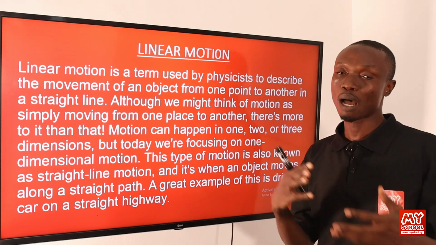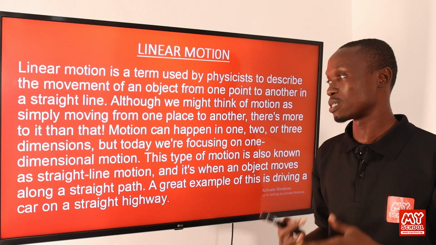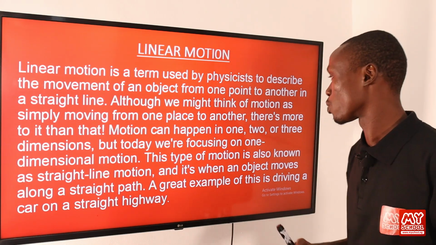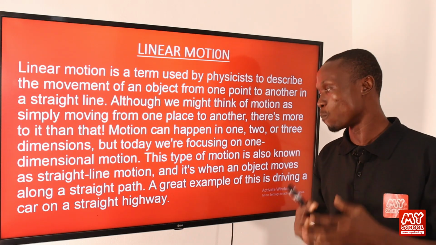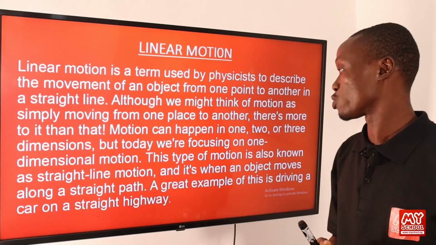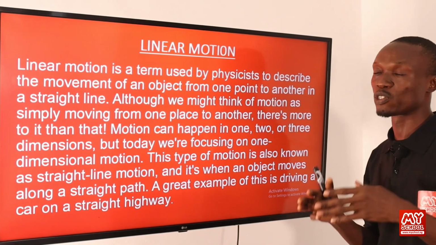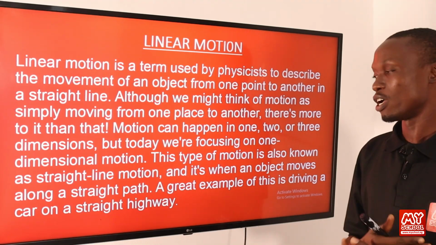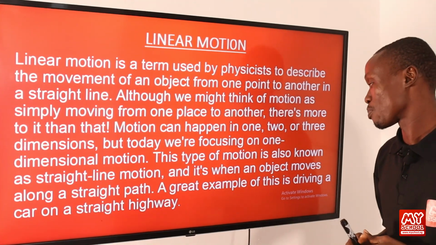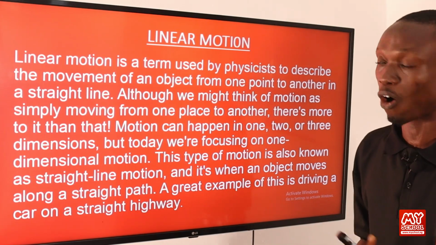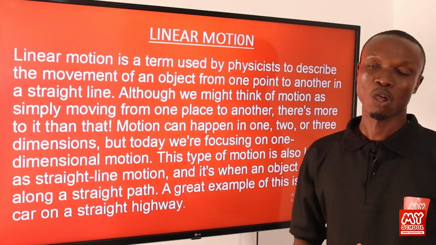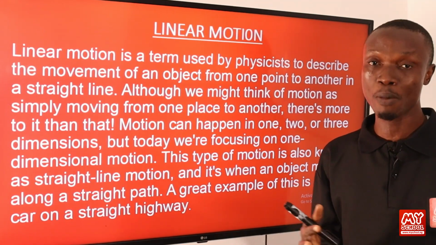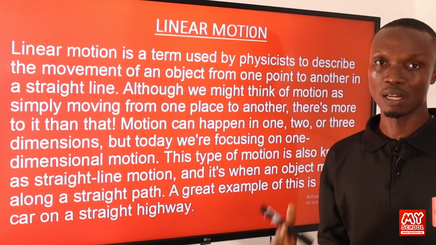Okay, so motion can happen in 1, 2, or 3 dimensions. But in today's video, we'll be focusing on one-dimensional motion. This one-dimensional motion is also known as a straight line motion, and it's when an object moves along a straight path. A good example of this is driving a car on a straight highway. So when next you are driving on a straight highway, just remember that you are experiencing linear motion.